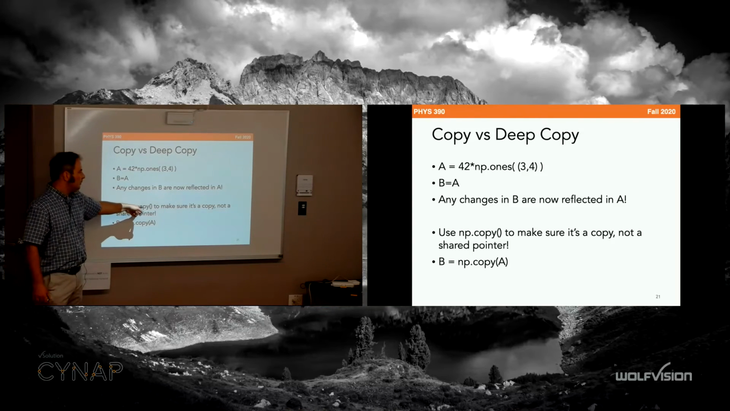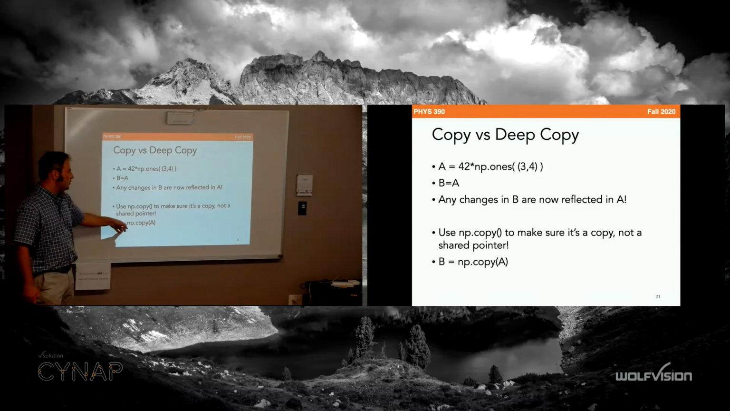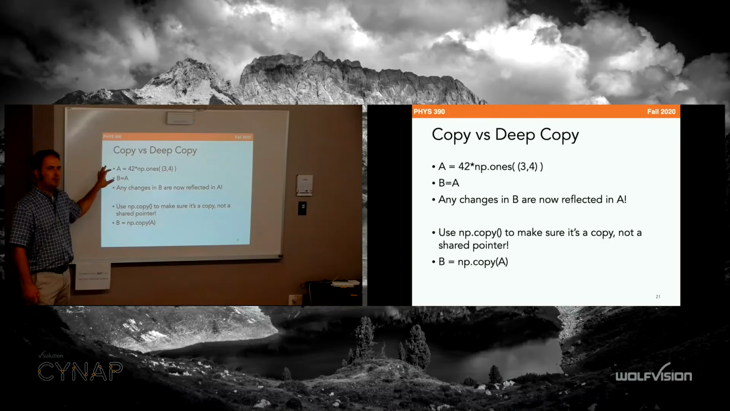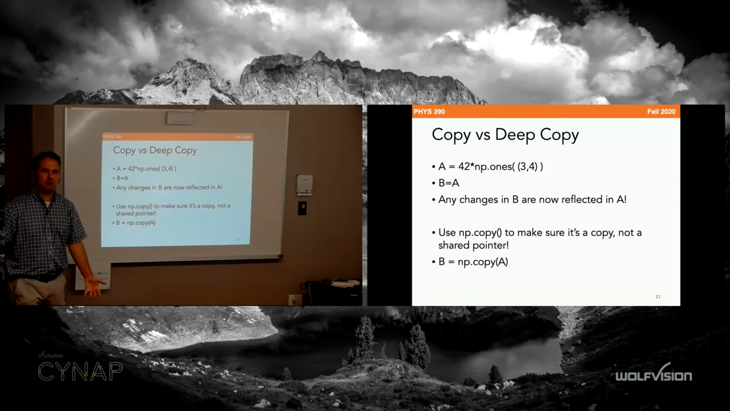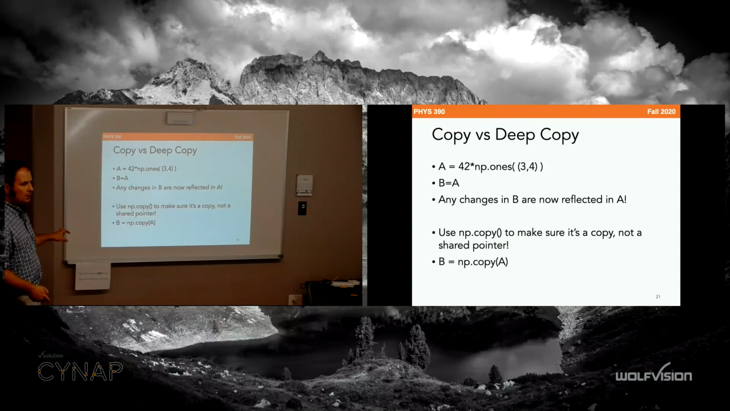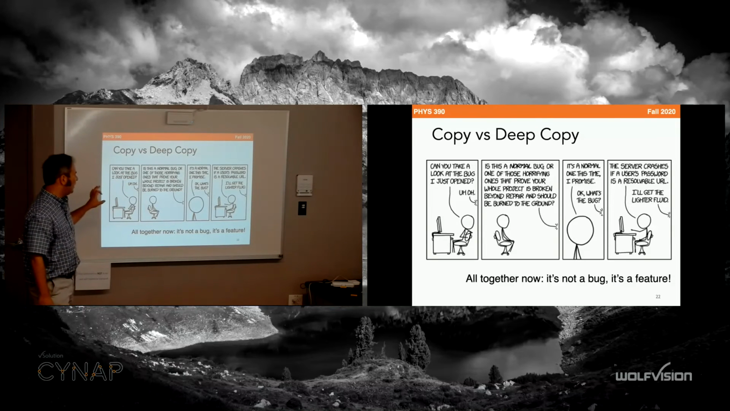This is not a good way to do things, because you'll forget that this happened. So you want to use NumPy copy in order to make an actual physical copy of the data. It's no longer a shared pointer, so now B is its own separate thing. You can, for instance, sort B and then compare it to A, which is not sorted, right? Then you can actually do operations on it again. So it's actually a good idea to use NumPy copy. So, copy versus deep copy.